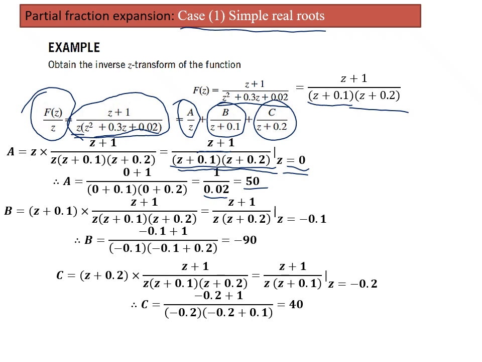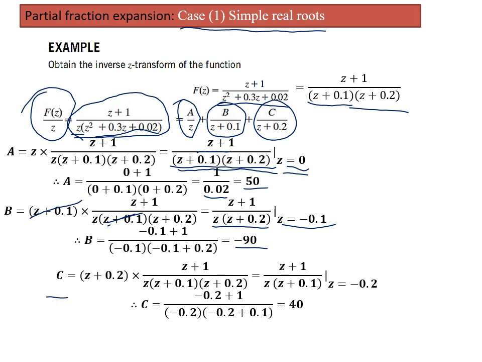then a equals 50. To get b, we multiply all the function to the left by z plus 0.1, the denominator of the second partial fraction. Then this is cancelled with this. We have (z plus 1) divided by z times (z plus 0.2). We substitute by z equals negative 0.1. We have 1 minus 0.1 divided by negative 0.1 times negative 0.1 plus 0.2. Then we have b equals negative 90.